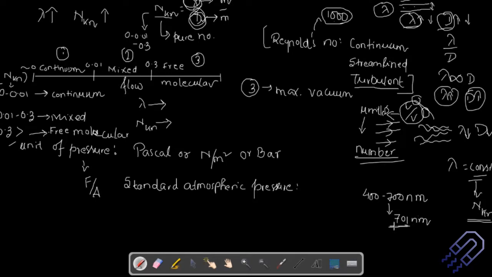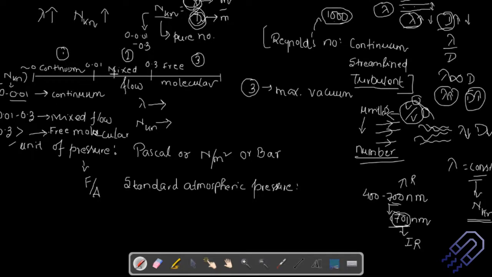The answer is no. At 700 nanometers, let's say it is the red light, at the other end. The red light will slowly start to diminish, and as I go to higher and higher values, this red light will slowly vanish, and we will have more of IR radiation. So it is moving towards IR. Here also, as soon as it crosses the 0.01 line, it is moving towards the mixed flow. It does not become mixed flow totally, it's moving towards mixed flow.